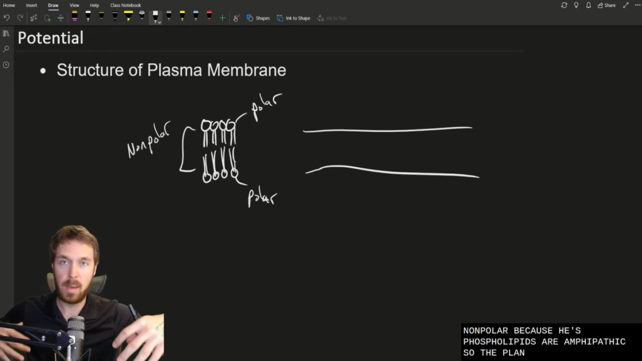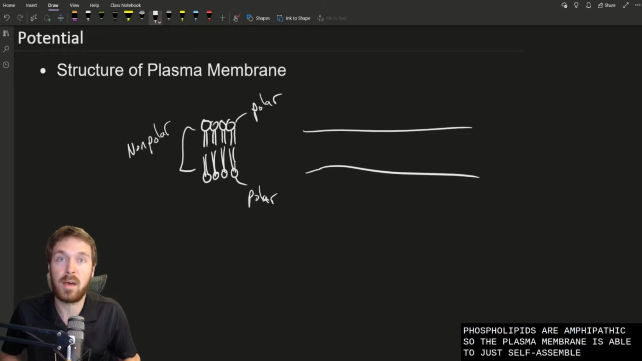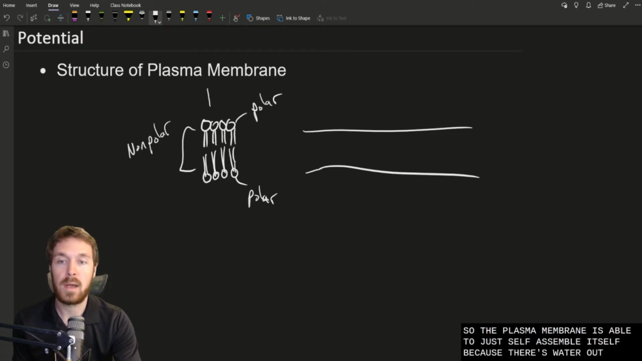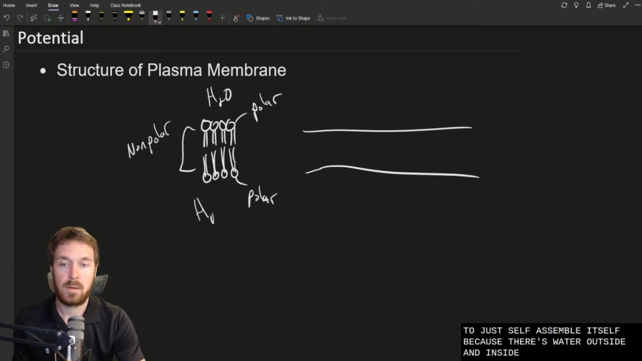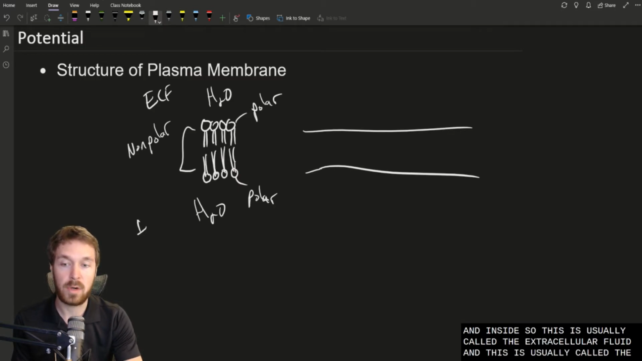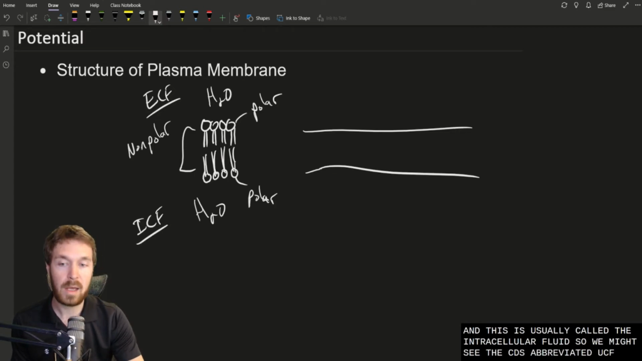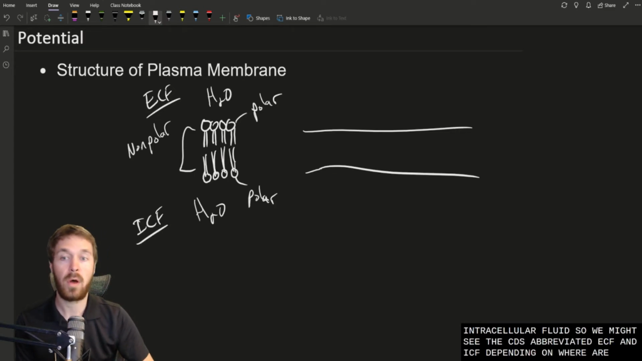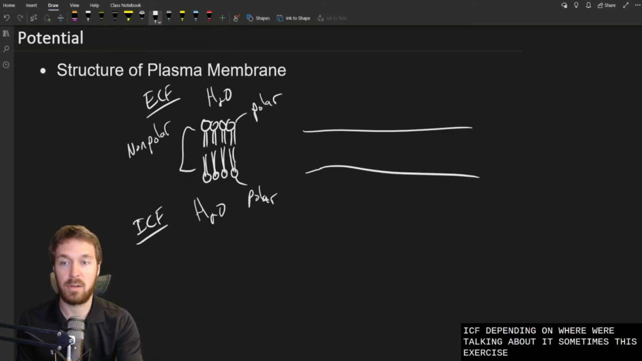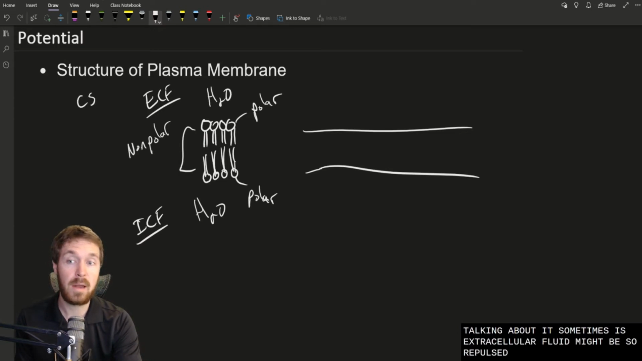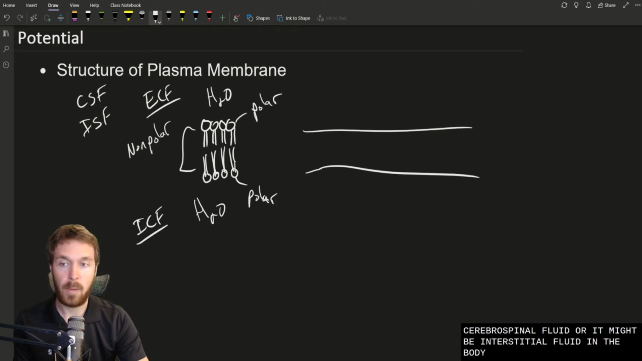So the plasma membrane is able to just self-assemble itself because there's water outside and inside. So this is usually called the extracellular fluid, and this is usually called the intracellular fluid. So we might see these abbreviated ECF and ICF, depending on where we're talking about it. Sometimes this extracellular fluid might be cerebral spinal fluid, or it might be interstitial fluid in the body. So we can see some various abbreviations come up.